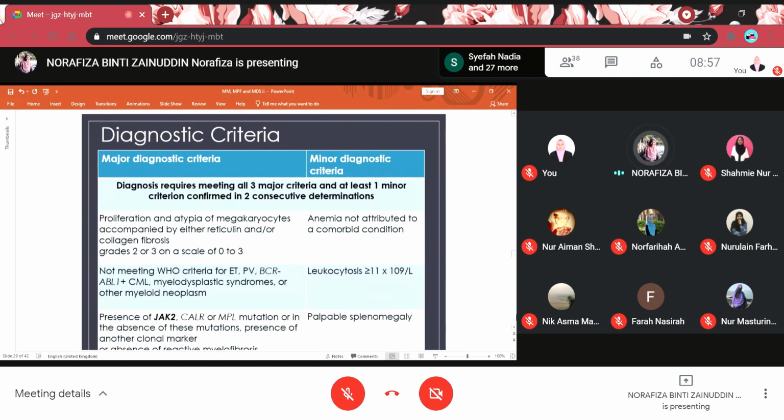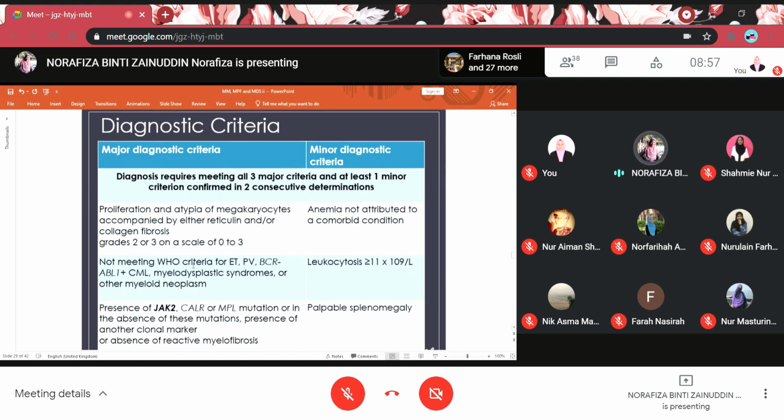Okay, so this is the diagnostic criteria. Diagnosis requires meeting all three major criteria and at least one minor criterion, confirmed in 2 consecutive determinations. So it is a bit strict. First, in the major diagnostic criteria, first is proliferation and atypia of megakaryocytes. Okay, there is a presence of reticulin and or collagen fibrosis. And not meeting WHO criteria for other syndromes or other diseases. And the presence of JAK2, CALR, and also MPL mutation.